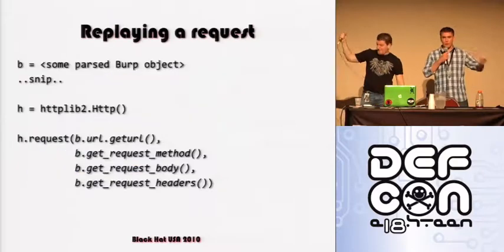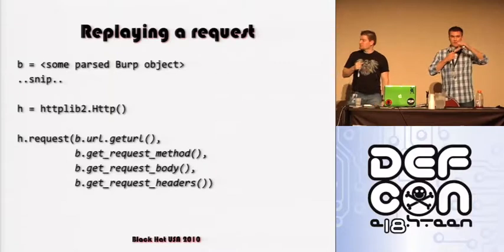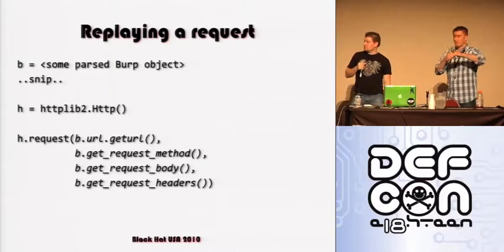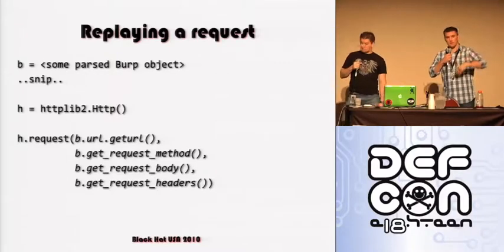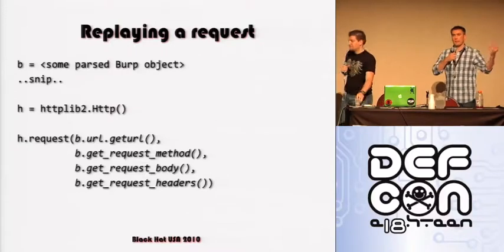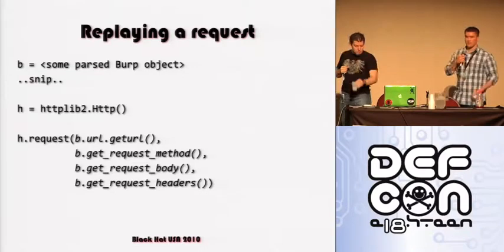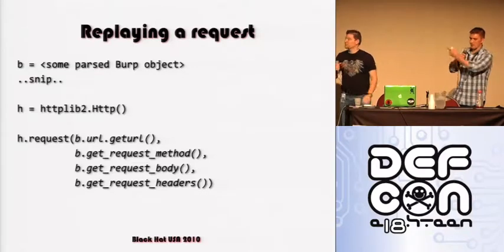Replaying a request is just as simple as, say with httplib2, we just pass the object to it and call various methods on it to get the original data. And basically this is just replaying that Burp object as it was, in one line of code really. I know there's like three, but.